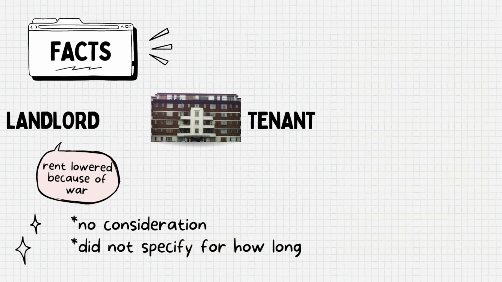Now, the biggest obstacle faced by the tenant was that the promise to lower the rent had not been reciprocated with adequate consideration. In fact, it was not reciprocated by any consideration, and it did not specify for how long the lower rent would last. The only binding agreement, therefore, was the lease, which had the full and original rent rate on it.